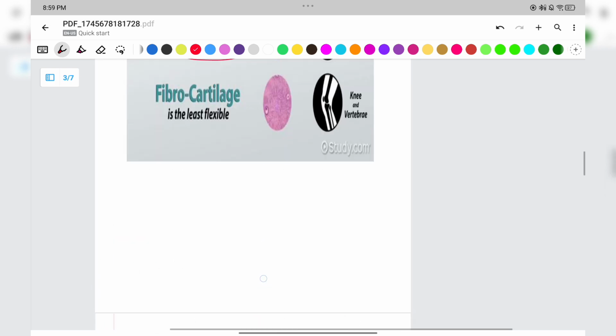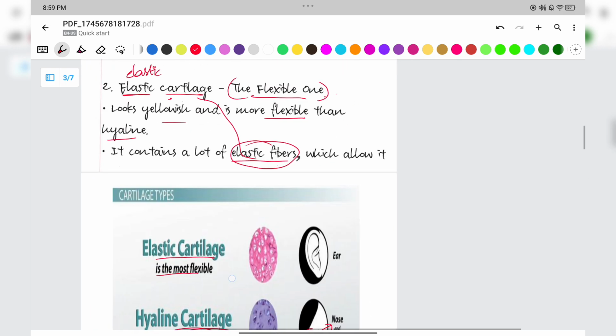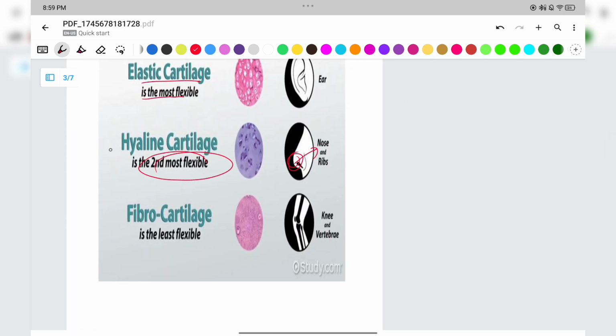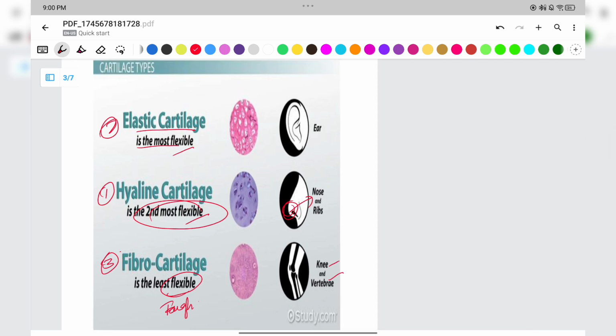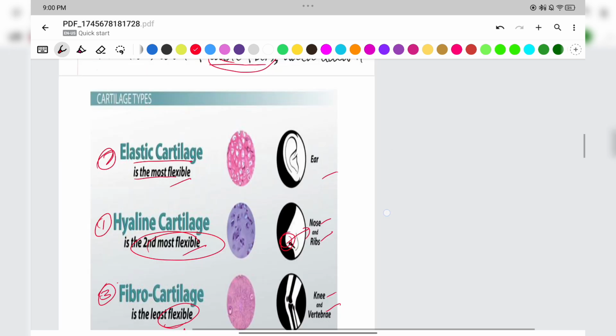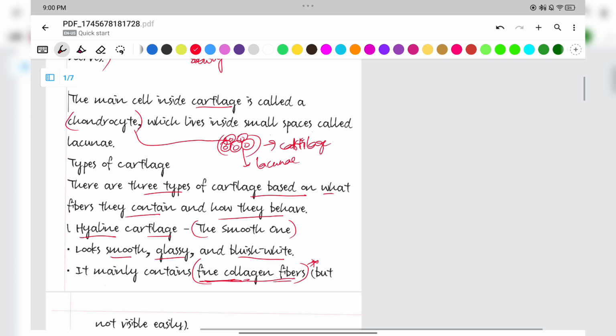Okay, these are the three main types of cartilages. Hyaline cartilage, this is the first one we discussed, this is the second one, and this is the third one. Most flexible, second most flexible, and the least flexible because it is a tough one. Okay, it is present at the knee and the vertebra, nose and ribs, ear. There is one more image.